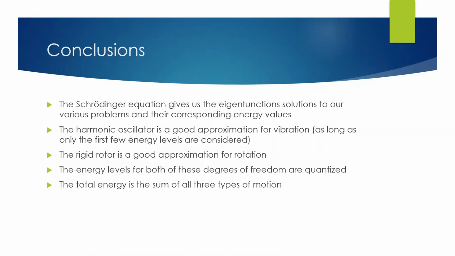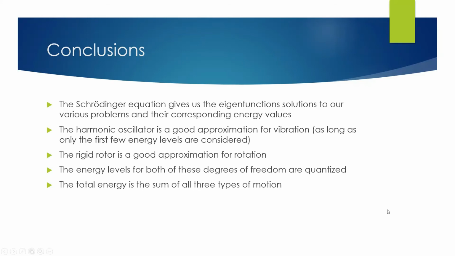So to conclude this chapter, we use the Schrodinger equation to give us the eigenfunction solutions to the harmonic oscillator problem and the rigid rotor problem. We can use these to model quantum mechanical vibration and rotation. Our harmonic oscillator assumption is a pretty good approximation for small energy levels for vibration. And the rigid rotor, again, is a pretty good approximation for rotation. If we wanted to be more exact, we would need to consider slightly different functions, but we're not going to do too much of that in this class.